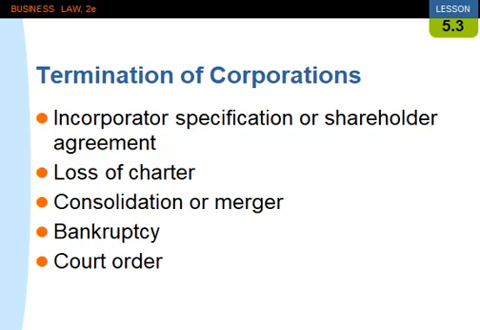Loss of charter. A corporation that has been guilty of certain acts may face state-initiated court proceedings, resulting in the loss of its charter. Examples of such acts are: 1. Fraudulent submission of articles of incorporation. 2. Flagrant misuse of corporate powers. 3. Repeated violation of the law. Loss of a charter is rare because the state does not monitor corporate affairs, and persons who have a grievance can seek private relief in court. In addition, termination of corporations can come in the form of loss of charter, consolidation or merger, bankruptcy, or by court order.